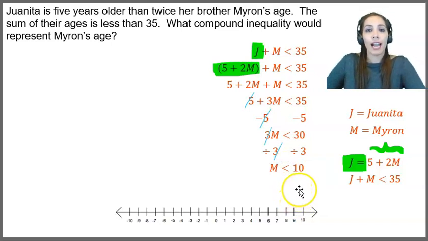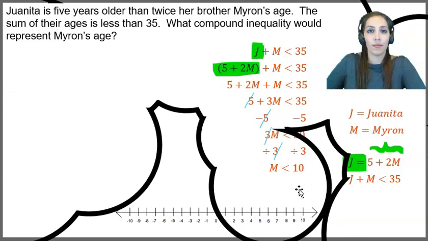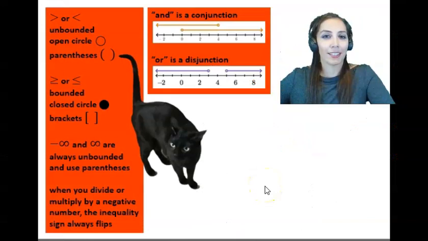Now from here, how are we going to write this compound inequality to represent Myron's age? My teaching assistant Chloe is here to give her latest tips and tricks.